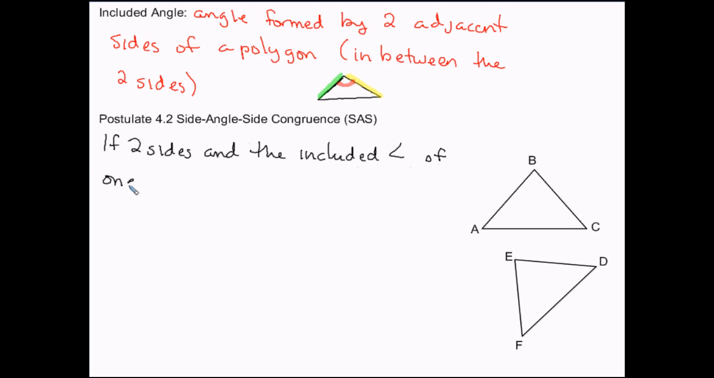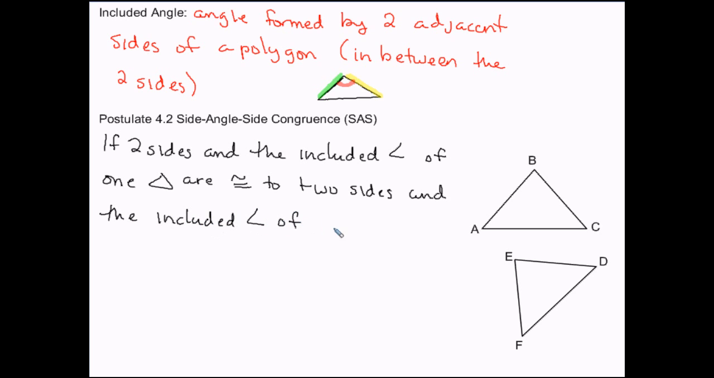of one triangle are congruent to the other. So basically, if two sides and the included angle of one are the same as two sides and the included angle of the other, then the triangles are congruent. Okay, so side angle side.